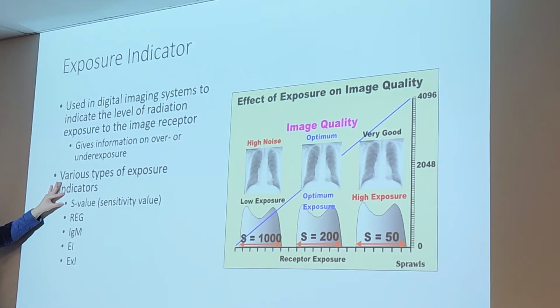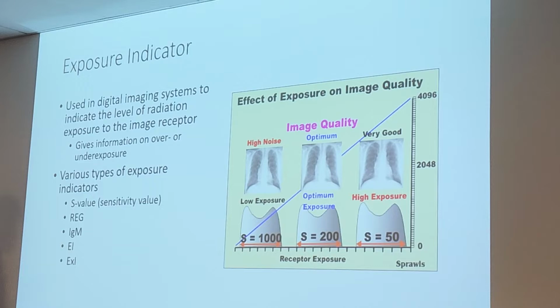But for everything else, reg, log mean, EI, EXI, if the number is low, it's underexposed. If the number is high, it's overexposed. These are the ones that follow what you would expect, right? S value is the one that's kind of weird.